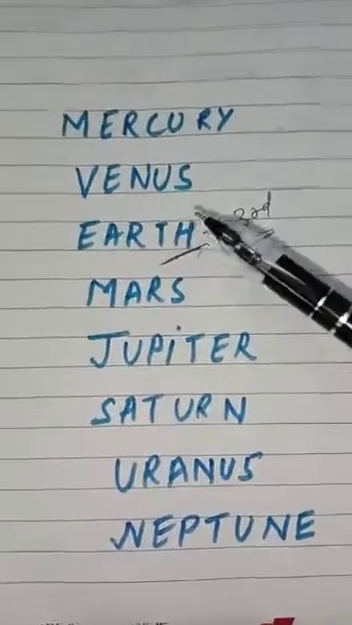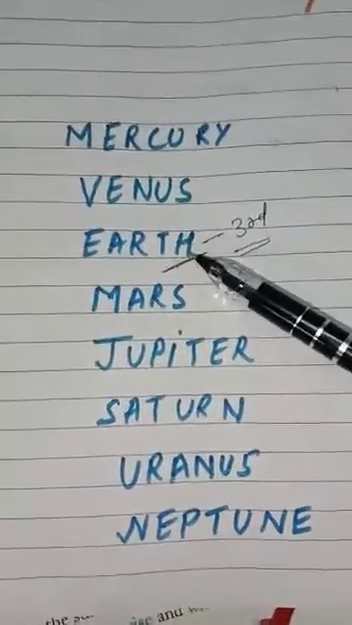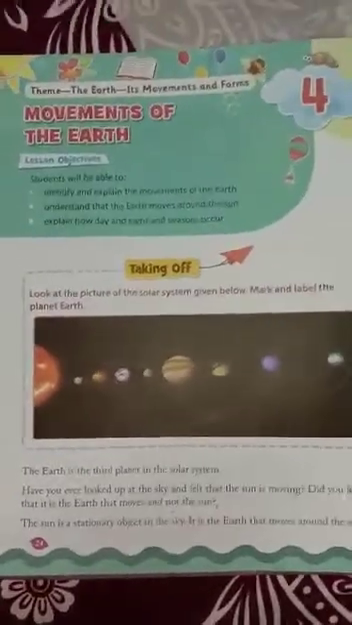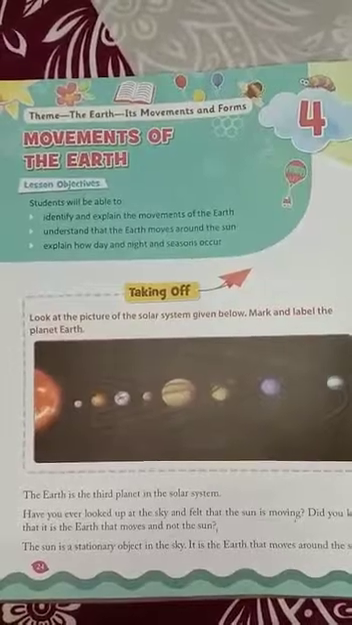The earth is the third planet in the solar system. Now, my dear children, have you ever looked up at the sky and felt that the sun is moving? Did you know that it is the earth that moves and not the sun?